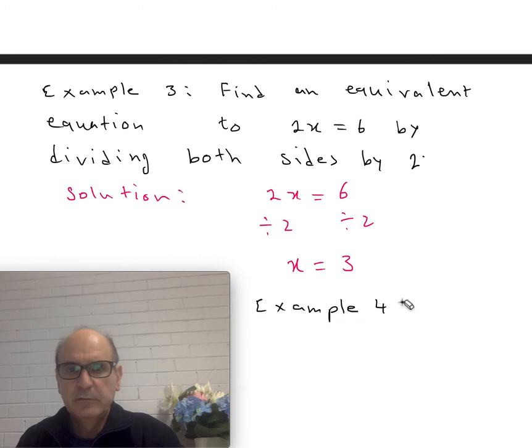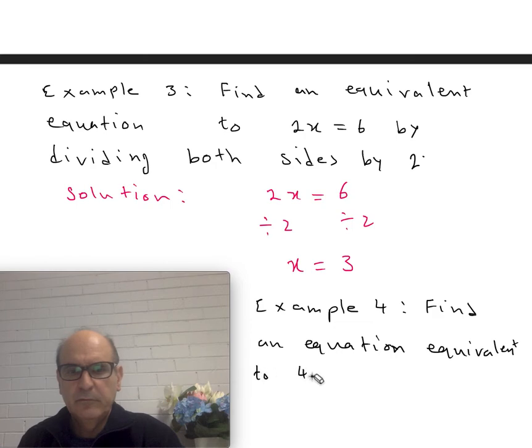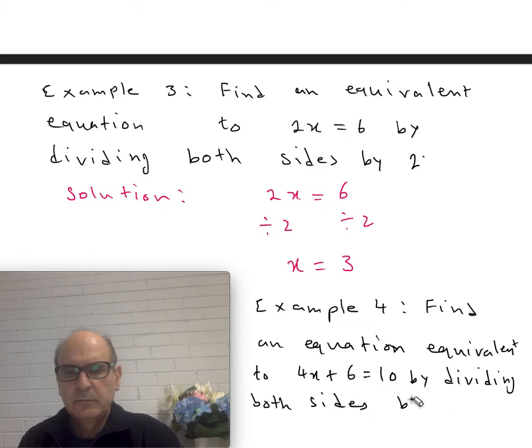Example 4. Find an equation equivalent to 4x plus 6 equal to 10 by dividing both sides by 2.